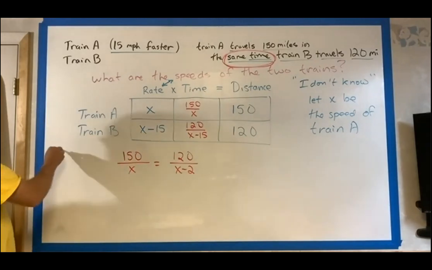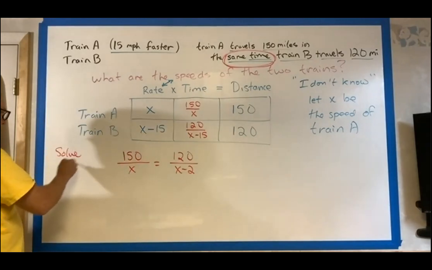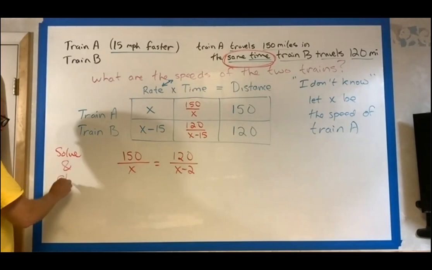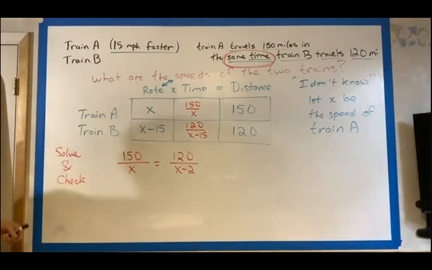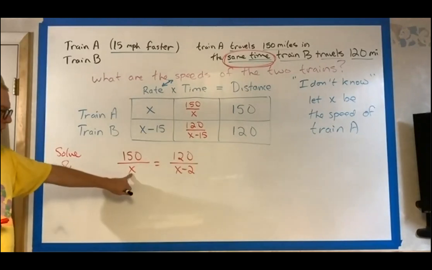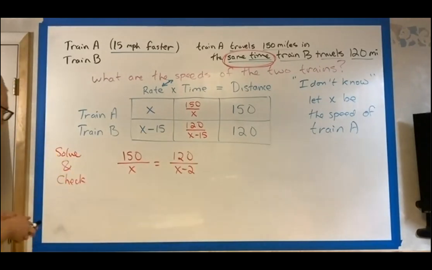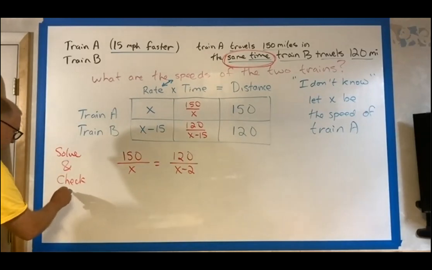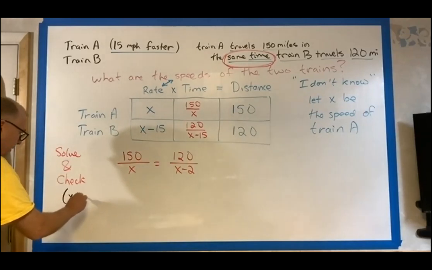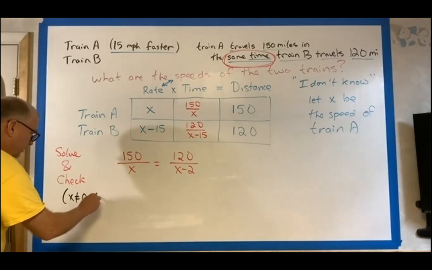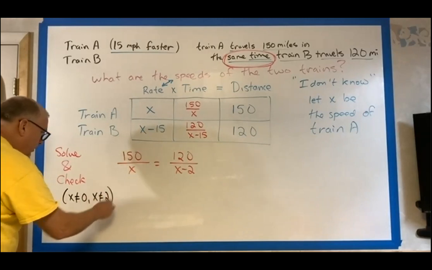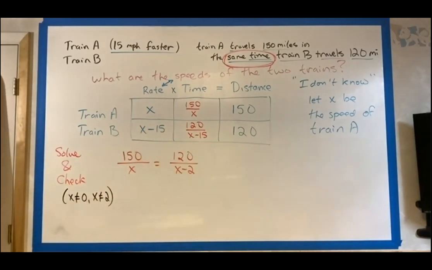Now remember, let's solve and check it. Solve, check. I already know what I'm going to check. I cannot use 0 for X. I cannot use 2 for X. So remember, that's my recommendation. Write that down right away, then you won't forget it.